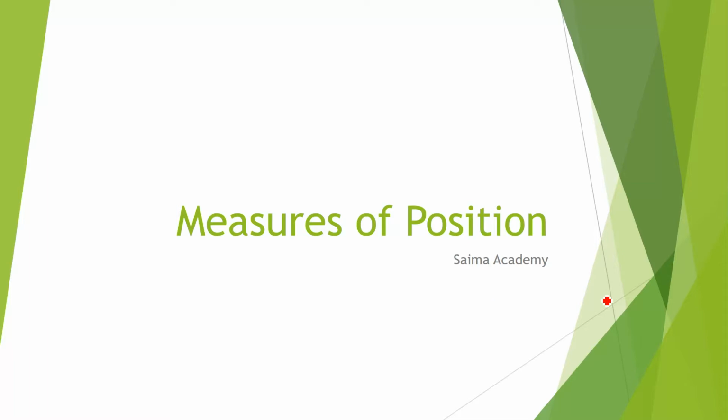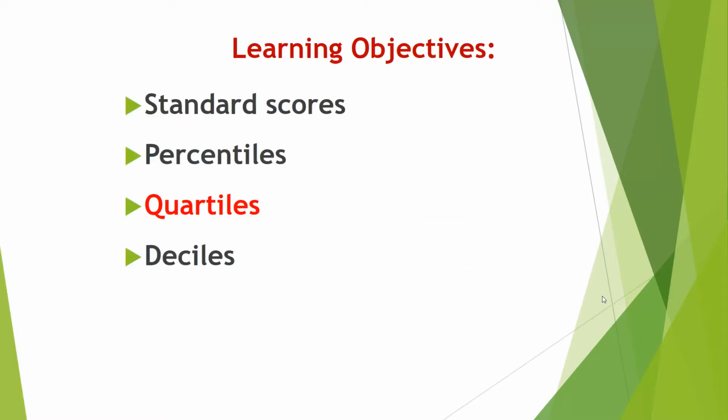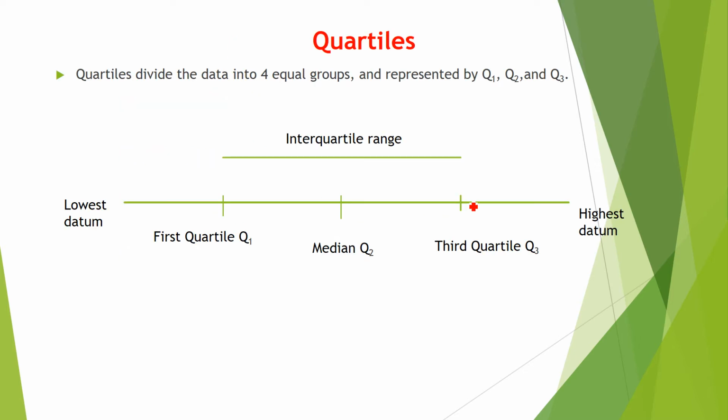In this lesson, I will explain measures of position, and our learning objective is quartiles. We have already discussed standard scores and percentiles, and today we are going to discuss quartiles. Quartiles divide the data into four equal groups and are represented by Q1, Q2, and Q3.